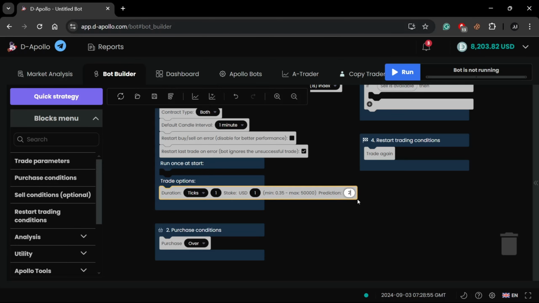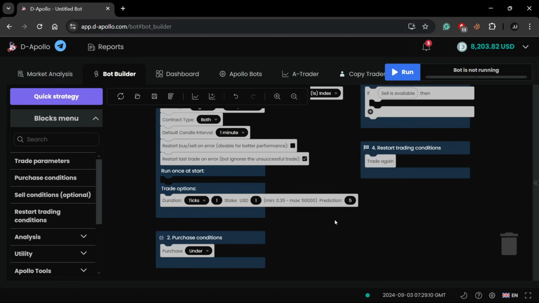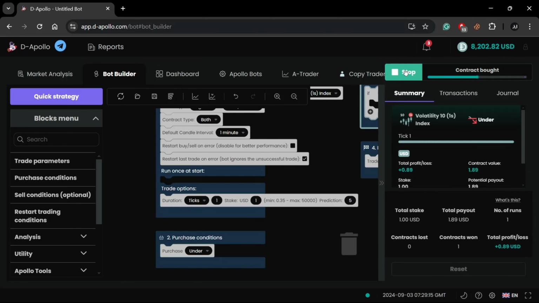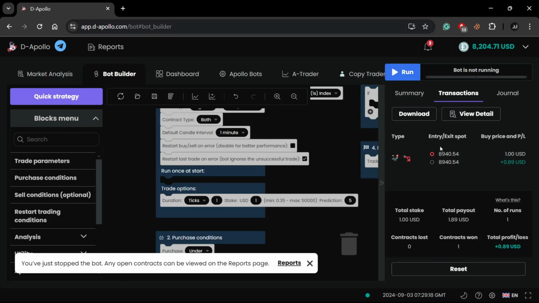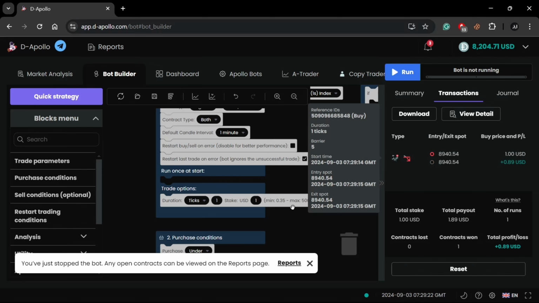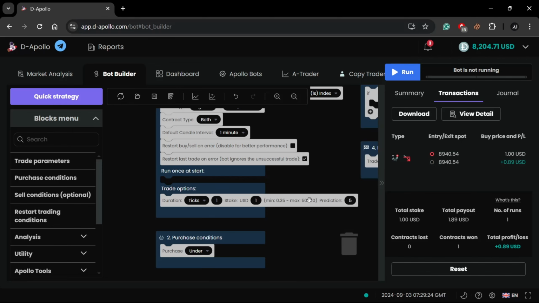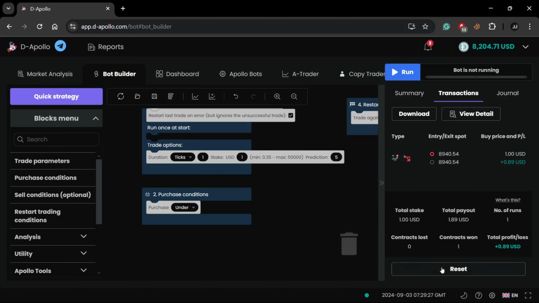If you set this to 2, it will trade over 2. If you set it to 3, it will trade over 3. And if you change it to under, it will trade under 3, under 5, under 7. That is what prediction does. For example, if I've set under 5 and I run the bot, you'll see it will trade under, with 5 as our prediction, which is under 5. That is what it means.